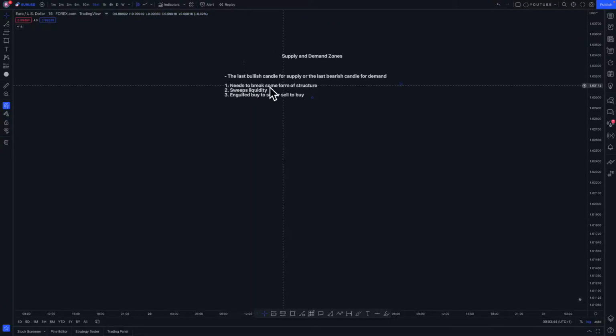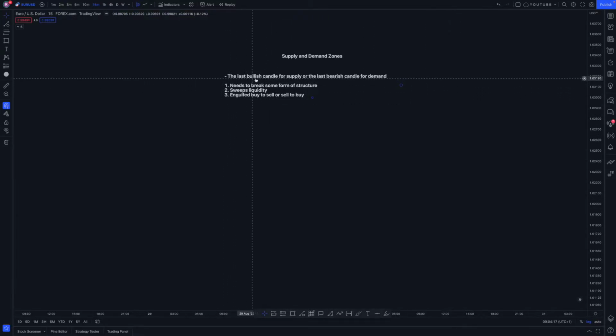So this is just an added confluence to your supply and demand zones, but you need to see a break of structure, and you also need to see an engulfed buy to sell or sell to buy. If you don't know what a buy to sell or sell to buy is, I'll show you in a minute on the charts. How we look at supply and demand zones is very simple.